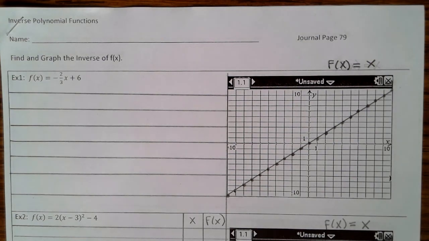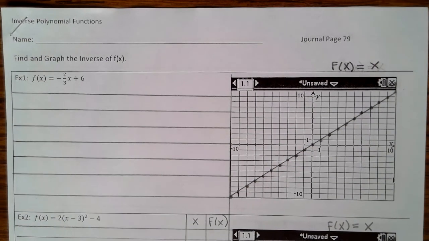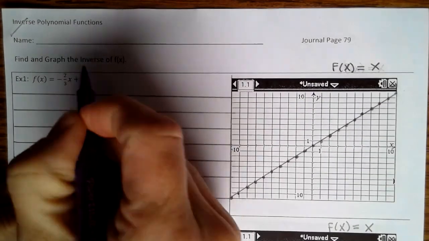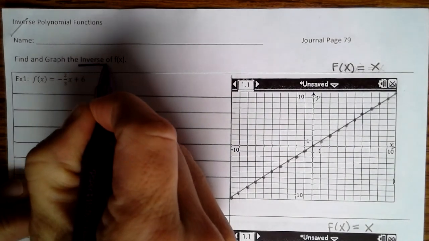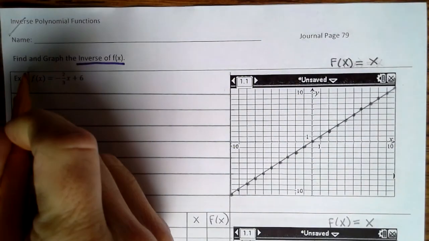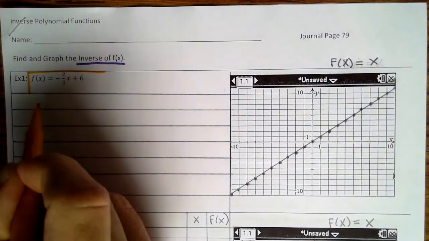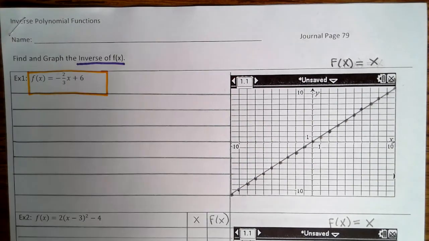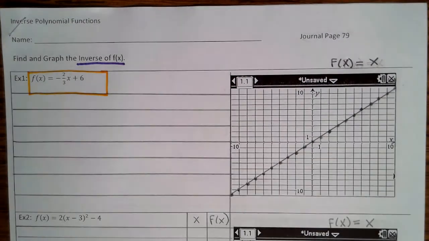Okay, Wildcat, say we're at journal page 79, inverse polynomial functions. Find and graph the inverse of f of x. Okay, so first off, we're going to do inverses in purple when we graph, and we're going to do the function in yellow. Okay, so let's start by graphing the function.